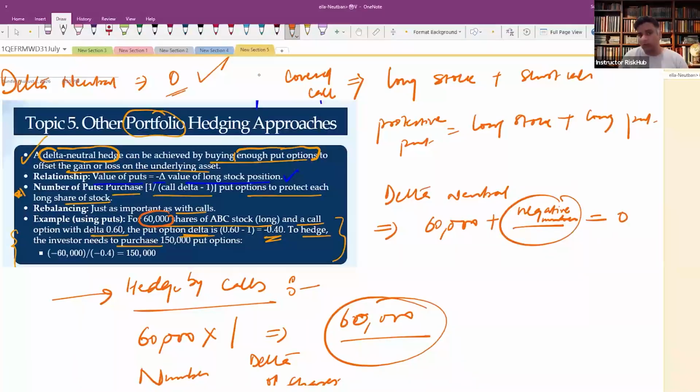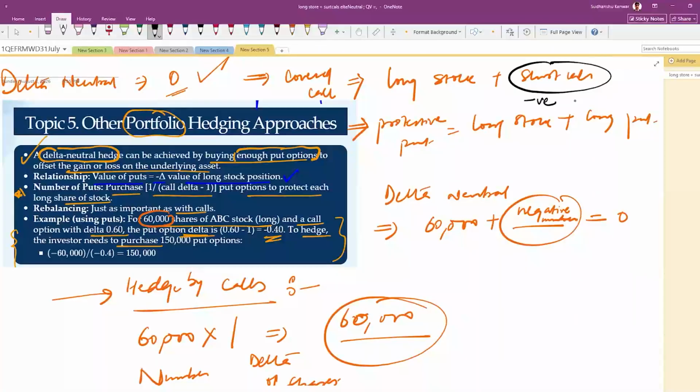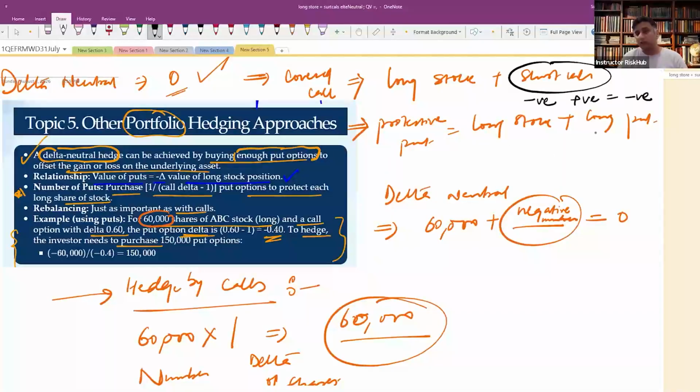For a negative number, you have to remember that there are two options: covered call, protected put. Covered call delta is what? If I take a short call, short is negative or positive delta? Short is negative. Call is positive. This makes it negative. So that's one option. What about long put delta? Long is positive, put is negative. This makes it negative. So if I have to get a negative number, there are only two options: either I go short call, or go long put.